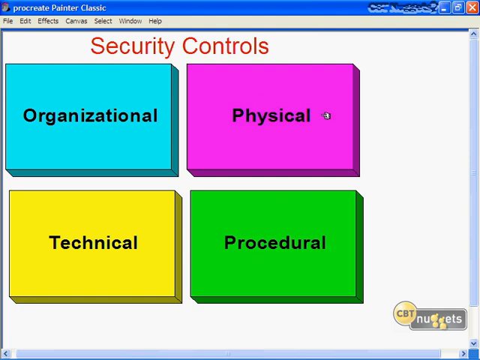Physical controls limit access to the facilities, to the building, to the campus. This includes surveillance cameras, security guards, and physical intrusion detection systems. Providing a layered approach to physical security is highly recommended. Think of physical controls as anything that can be felt or touched.